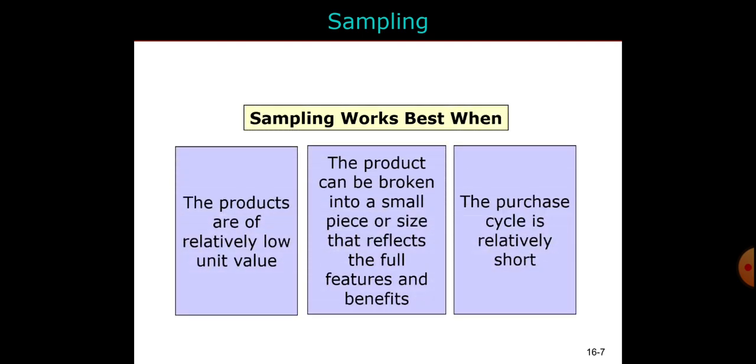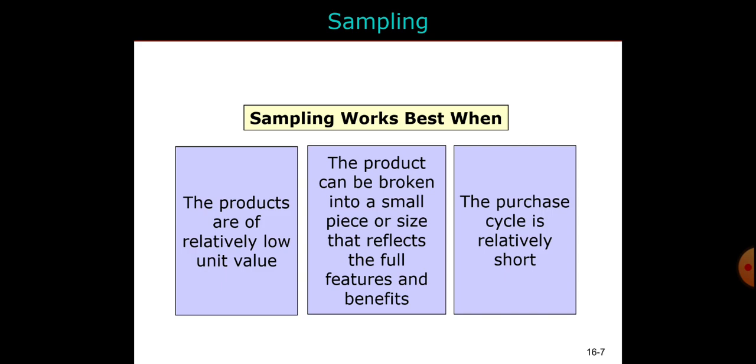So what is sampling? Sampling is free samples that are offered to the customer. It works best when the products are of relatively low unit value. Say for example, most of the FMCG products whose unit value is less, like say 20 rupees, 50 rupees. So the product can be broken into small pieces of a size that reflects the full features and benefits, and the product cycle is relatively short.